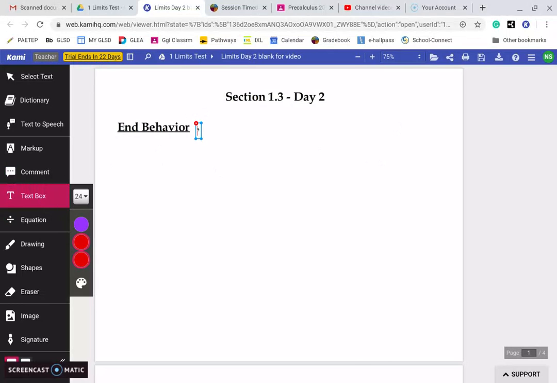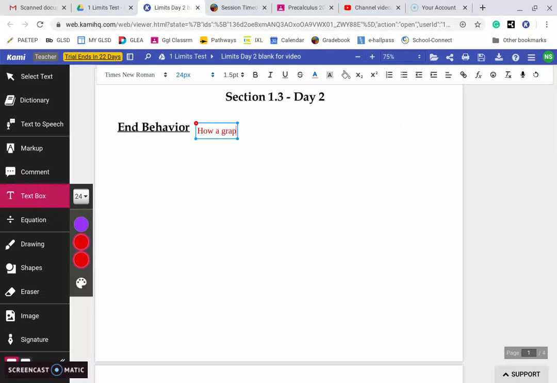But the definition for end behavior is how a graph behaves for very large or very small values of x. So we're talking about the ends of the graph. If you could extend your graph to where x is 1,000,000 and negative 1,000,000 to the left and to the right, we're extending it to really, really big values of x or really, really small values of x. What would your graph be doing?